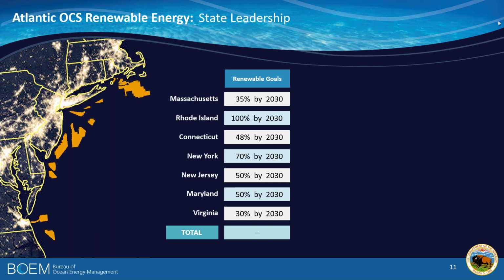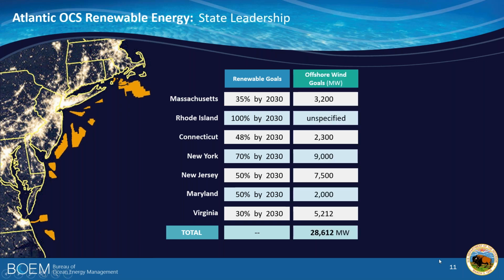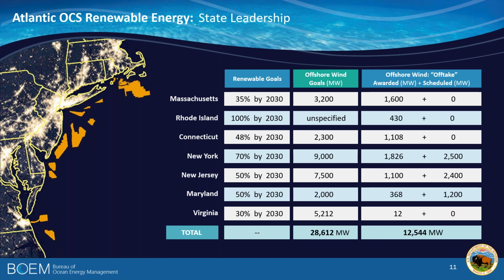And these renewable goals translate into very specific offshore wind goals, including 9 gigawatts for the state of New York, 7.5 for the state of New Jersey. Massachusetts has identified a goal of 3.2. But more importantly, they've gone beyond these goals and identified offtake potentials that make the areas much more viable in the marketplace.